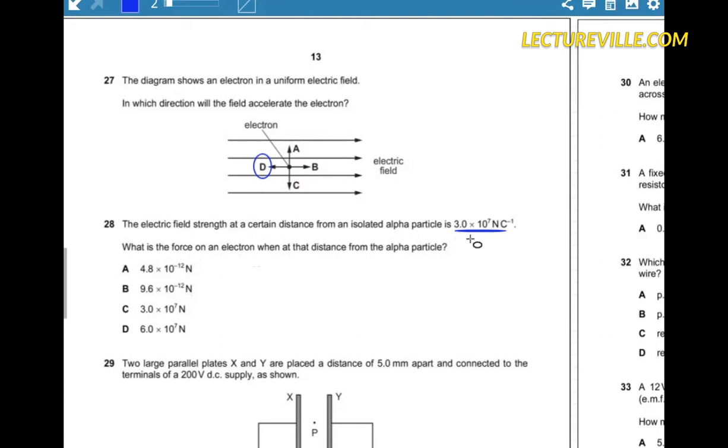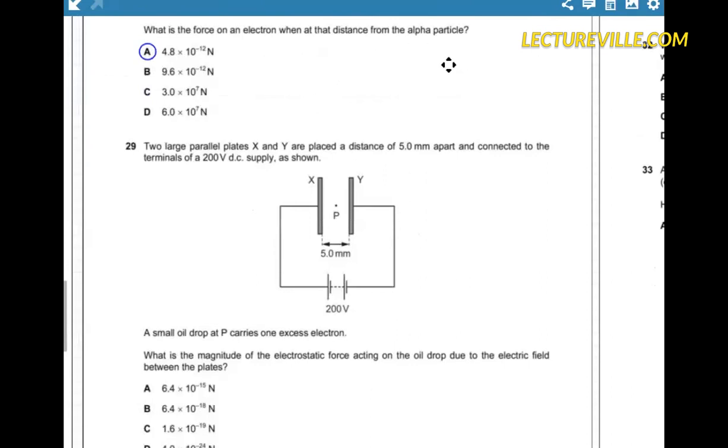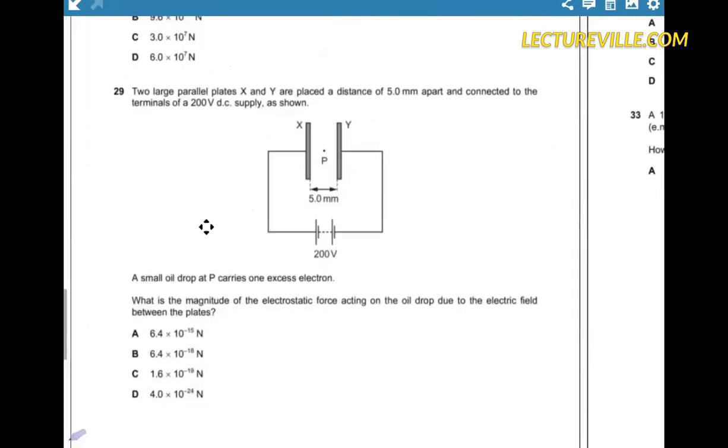So if you multiply 3 into 1.6 is 4.8. So I guess this seems like the correct answer. These kind of questions sometimes save your time in exam because they're simple. Electric field strength multiplied by charge equals force.